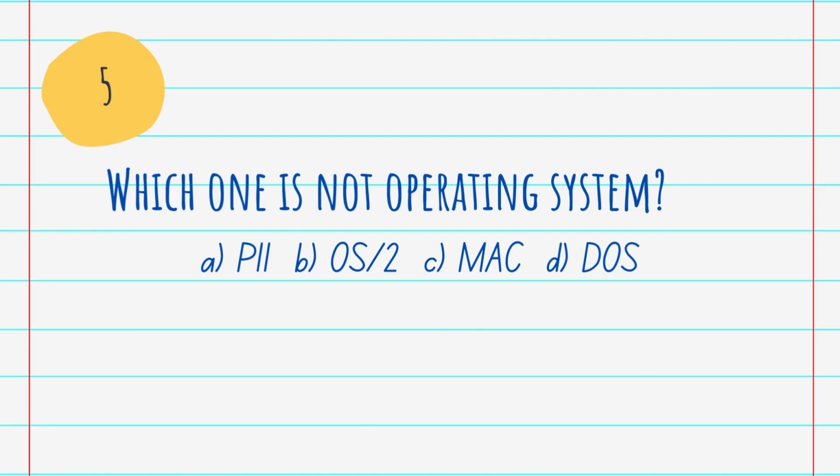Okay. Then the next question is, which one is not an operating system? A. P11, B. OS/2, C. Mac, and D. DOS. And the answer is P11. P11 is not an operating system. OS/2, that is Operating System/2, is a series of computer operating systems initially created by Microsoft and IBM. macOS is a Unix operating system developed and marketed by Apple since 2001. It is the primary operating system for Apple's Mac computers, and the DOS operating system is the disk operating system that runs from a disk drive. That's why our correct answer is P11.